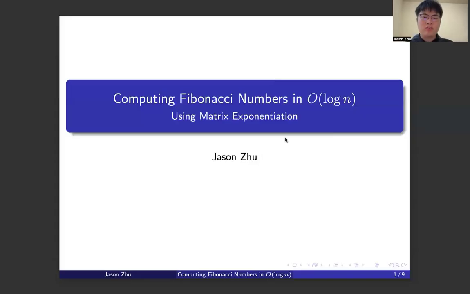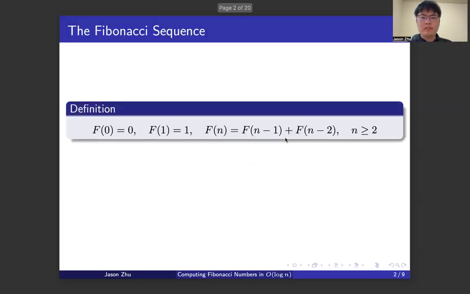Hello, today I want to share about how to compute Fibonacci numbers in O(log n) time complexity using matrix exponentiation. So let's first start with the basic definition. The base cases are: the first number is 0, the second number is 1, and every following term is just the sum of the previous two terms.